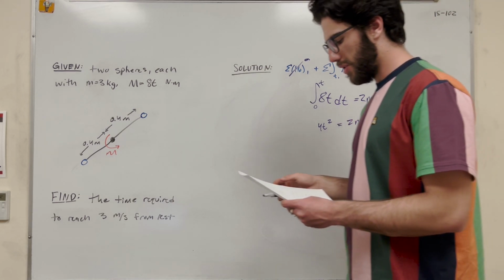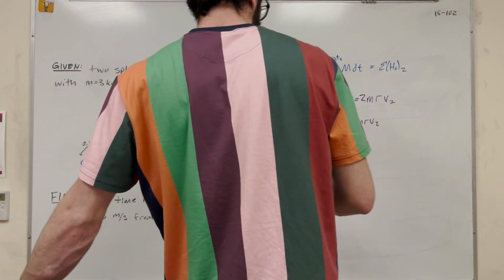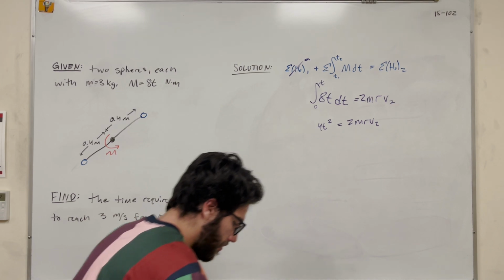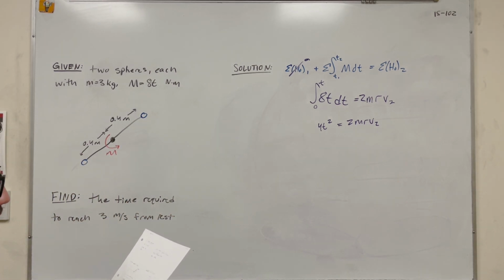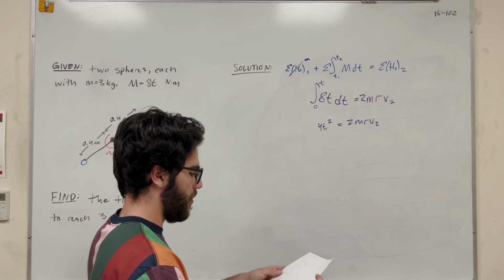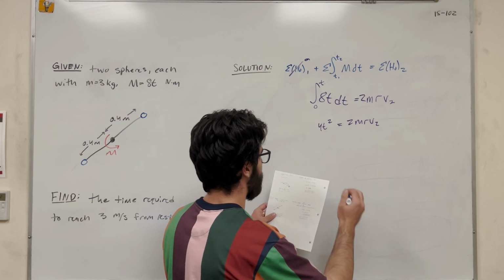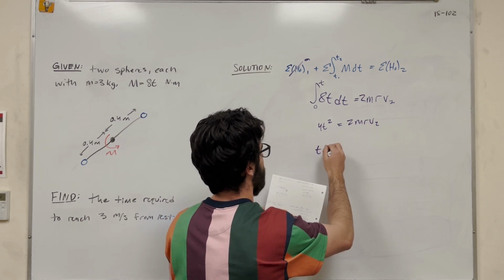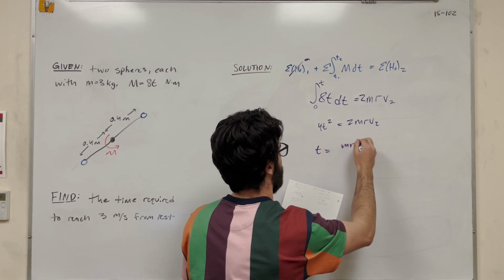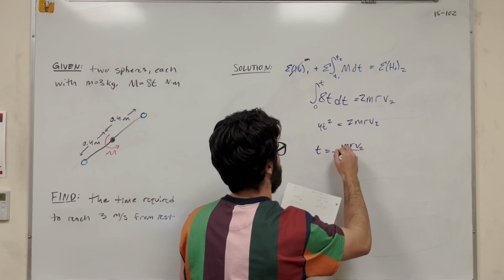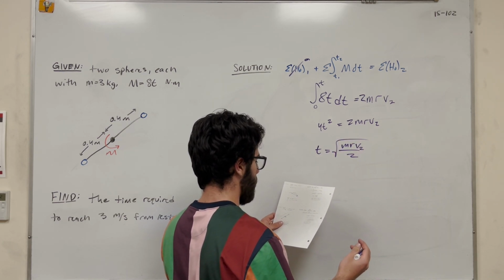We're solving for t, so let's go ahead and rewrite this equation. Oh, I'm looking at the wrong note. That explains why I was so confused. Okay, so then this is going to become t is equal to the square root of mass radius velocity 2 divided by 2.